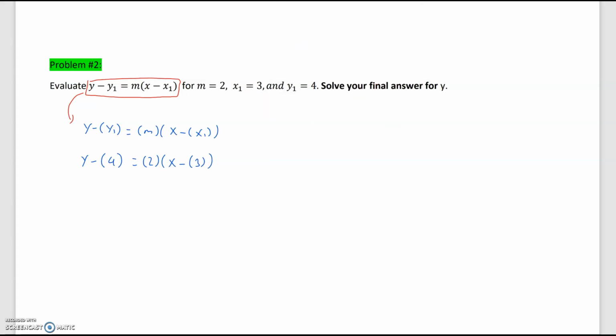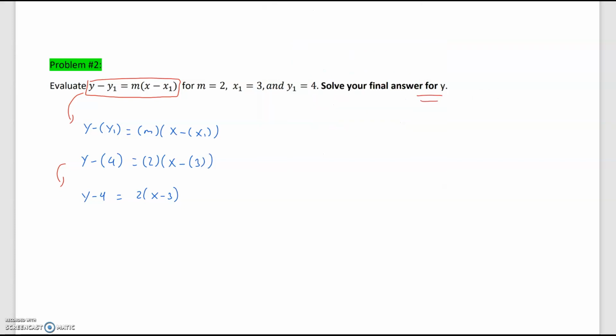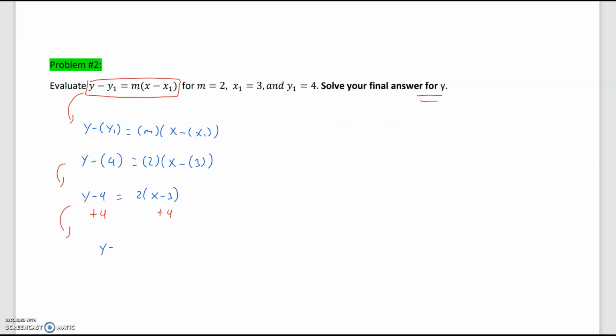Okay, at this point, let me just rewrite it and remove the parentheses on the left hand side. So we technically have y minus 4 is equal to 2 times x minus 3. So there's no need to keep the parentheses. There's no negatives since x1 is a positive. And then they do want us to solve for y. So what I'm going to do here is add the 4 to both sides. And this is going to give us y is equal to 2 times x minus 3 plus 4.